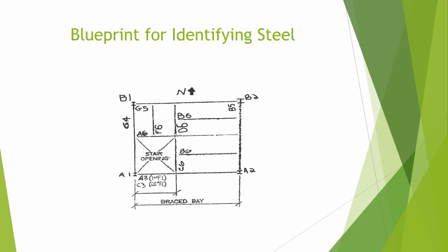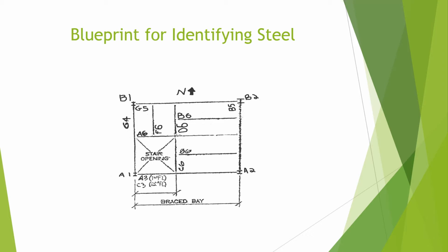Also we've got beams. If you want to have a quick look here, we've got C6, B6, D6, G5, and so on. When we go down in the shop, we're going to look for those mark numbers and find the piece of steel that's required by our blueprint. And we're going to do a blueprint course. This is just a little sketch to help you identify.